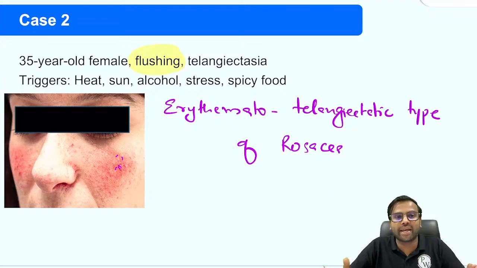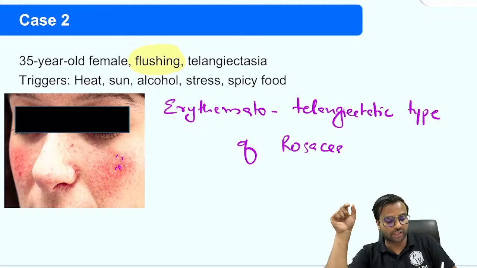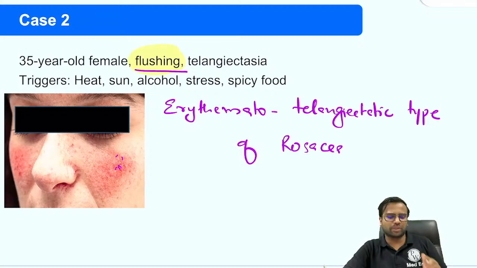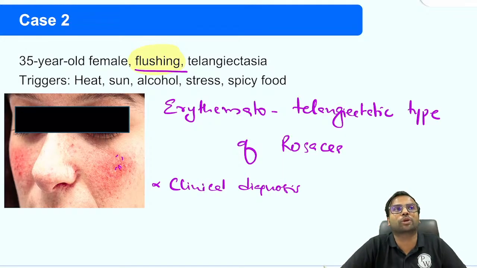And why am I able to reach this diagnosis of rosacea so easily is because of the most important symptom that this patient has, which is called flushing. Because in SLE there is no flushing. The flushing only happens in cases of rosacea. And here it is more or less again a clinical diagnosis. That is why you all should be a good physician. You should be able to make a good clinical diagnosis.